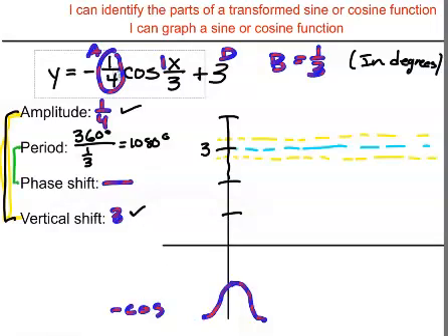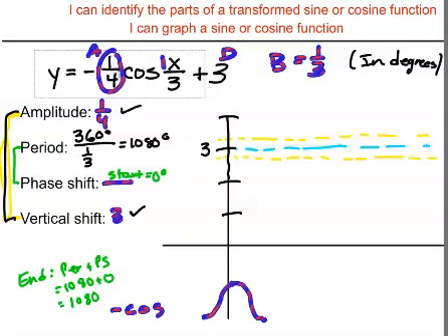Well, at least if there's no phase shift, we're going to start at 0 degrees. And remember, we always end at the period plus the phase shift. So we take the period plus the phase shift, and well, we end up at 1080. So this is going to be 0. This is going to be 1080.